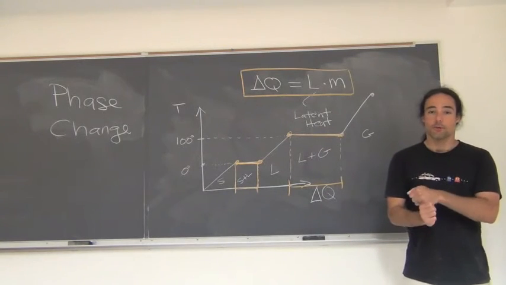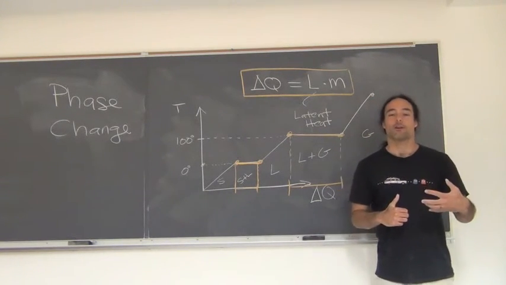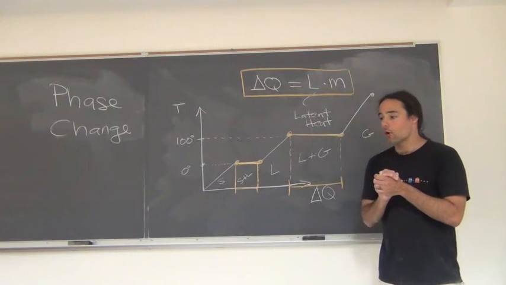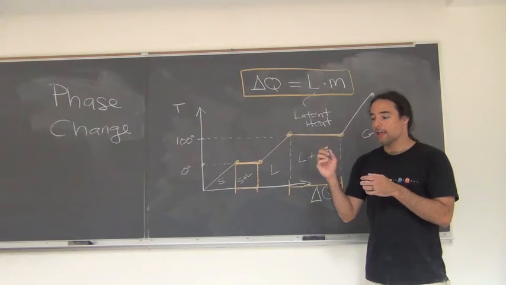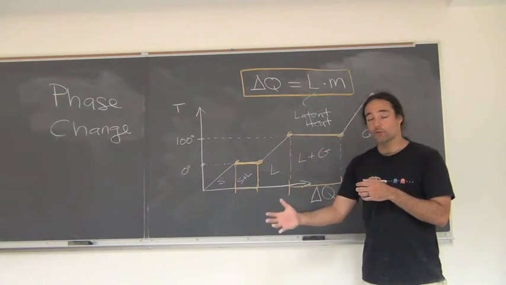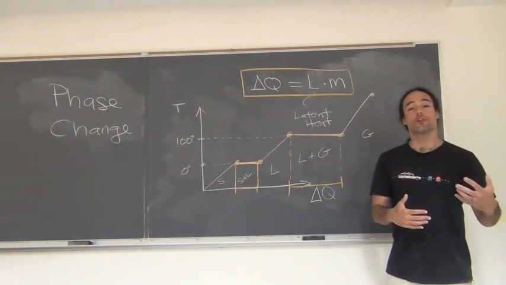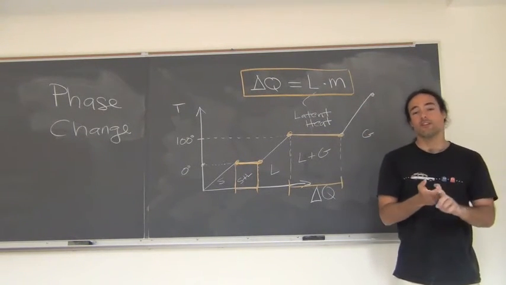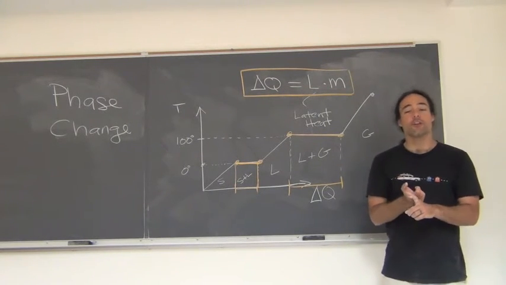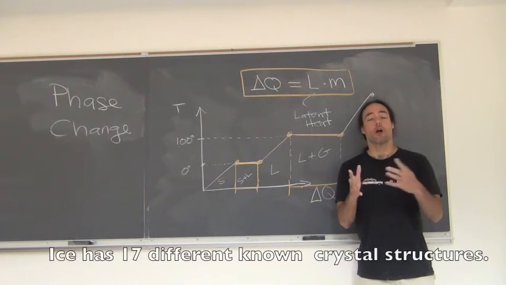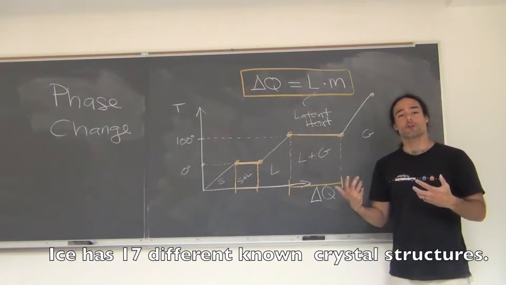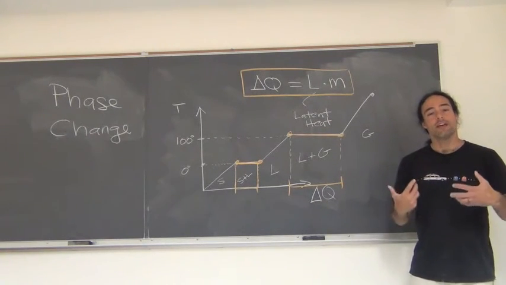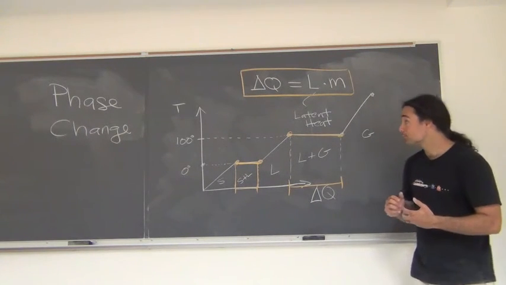I could go from a gas to a plasma, which is a state of matter where the individual ions start to separate. I could go from one solid form to another solid form, so different crystal structures. So I could go from a body-centered cubic crystal to a face-centered cubic crystal. Water itself has, I forget the number, but some large number of different crystal structures that it can change phase between depending on the pressure, temperature, and other thermodynamic variables.